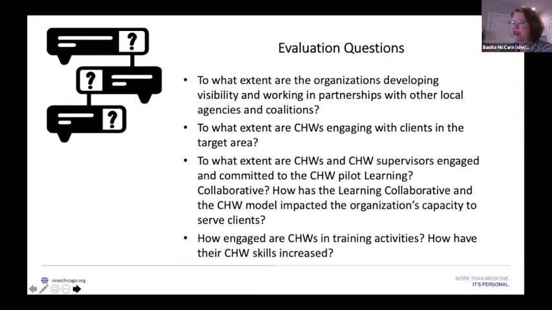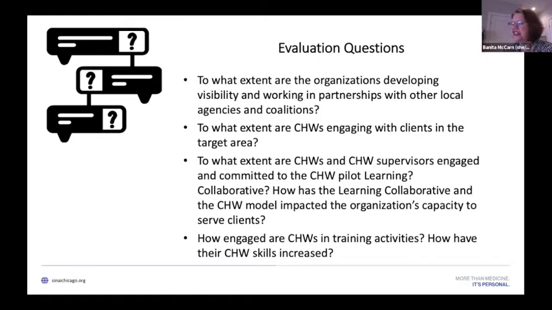So now I want to move into talking about what we decided as a group to measure and evaluate. Equitable evaluation means that we work collaboratively to create our measures of success and develop our evaluation questions. Remember, the goal of this project is to improve access to care and advance health equity for individuals living in the western suburbs of Cook County.